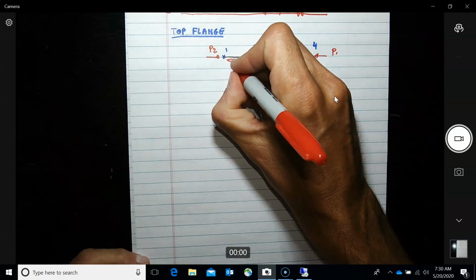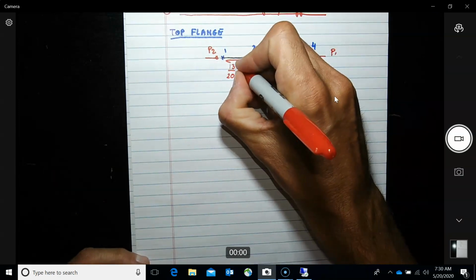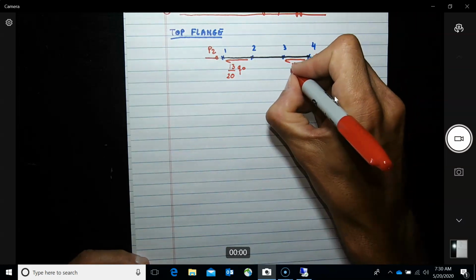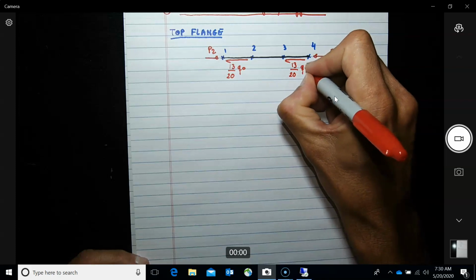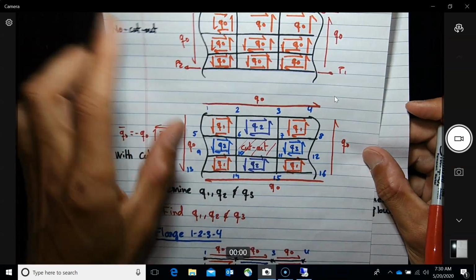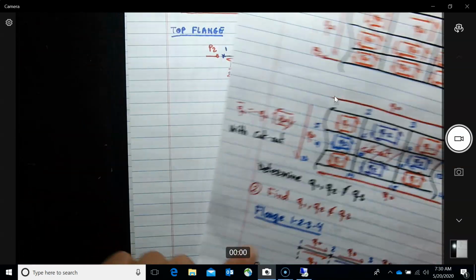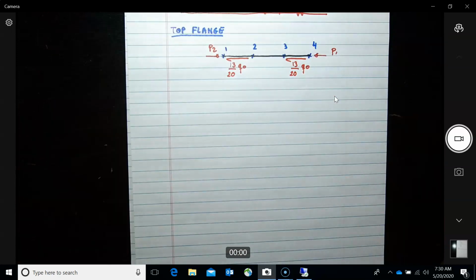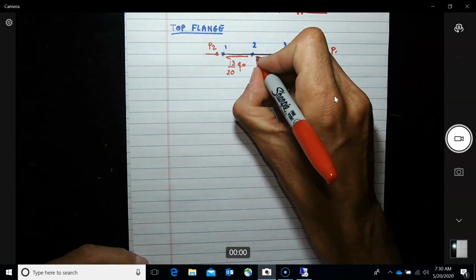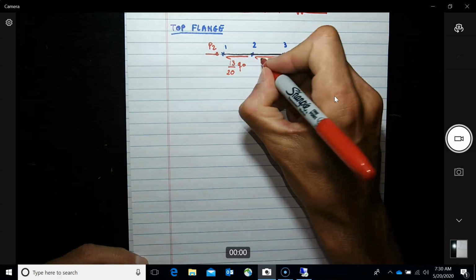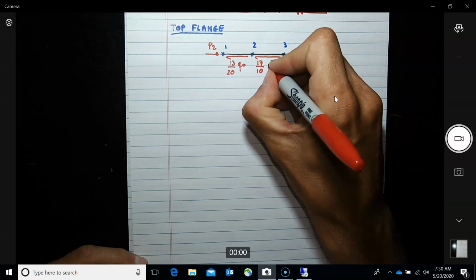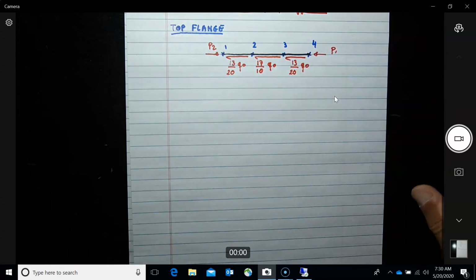So 13 over 20 Q sub naught. And now the middle one is Q sub 2. Now we find Q sub 2 also to be negative, but 17 over 10. And this will be now 17 over 10 Q sub naught. Okay?